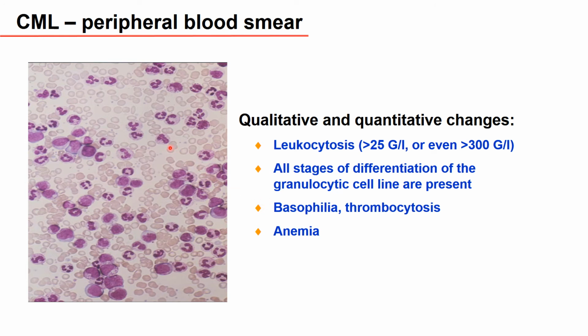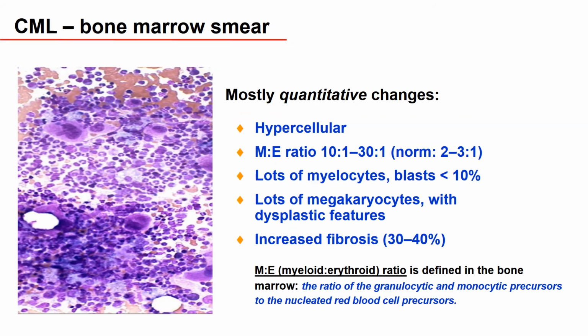Basophilia: the basophil granulocyte count could increase to over 5% or so. And thrombocytosis can happen, but anemia and later thrombocytopenia can develop in this patient when the bone marrow is occupied with these blast cells.